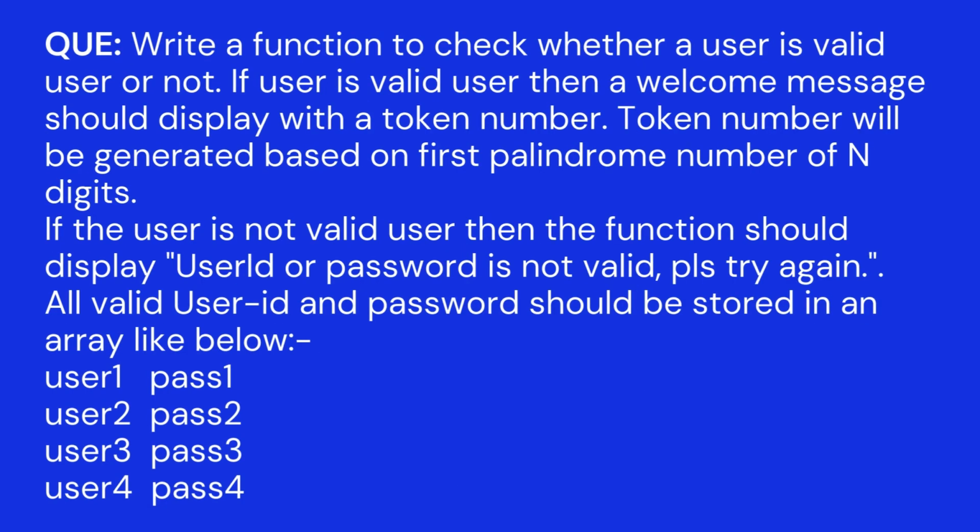Question. Write a function to check whether a user is a valid user or not. If the user is valid, then a welcome message should display with a token number. The token number will be generated based on the first palindrome number of n digits. If the user is not valid, then the function should display "userid or password is not valid, please try again." All valid user IDs and passwords should be stored in an array like below: user1, pass1, user2, pass2, user3, pass3, user4, pass4.